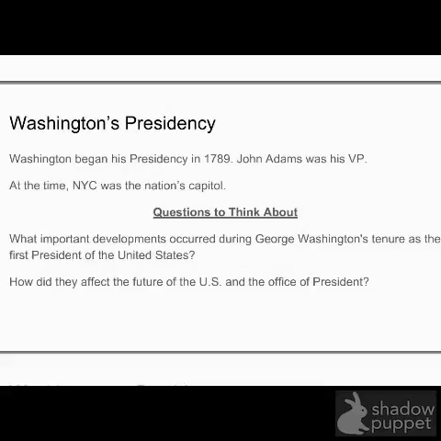Now we're going to move into Washington's presidency. Washington began his presidency in 1789. John Adams was his vice president. At the time, there was no Washington, D.C. New York City was the nation's capital.